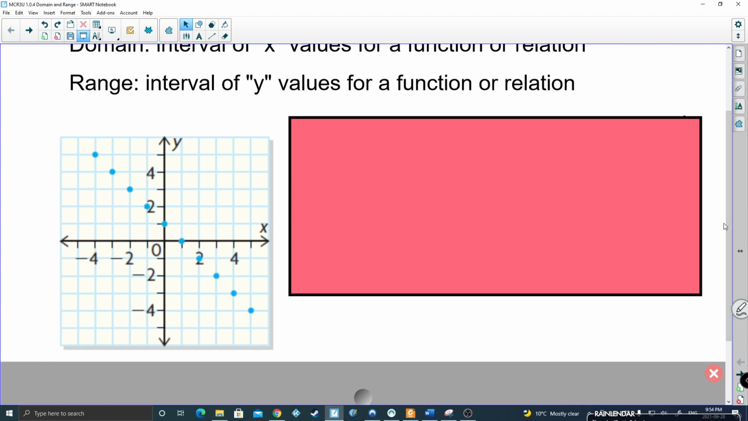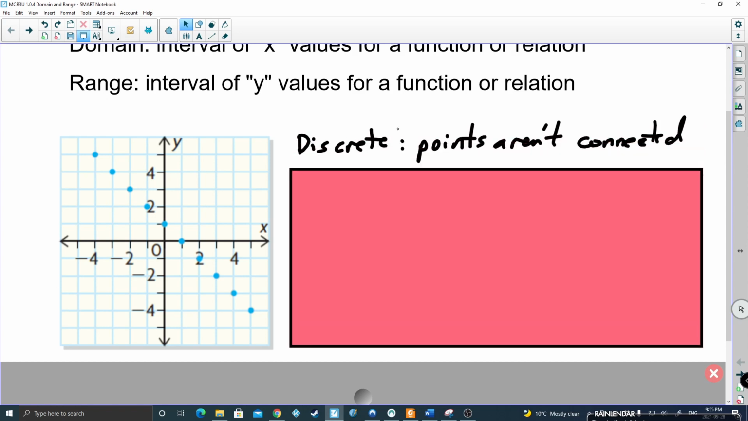And what we have here is what's called a discrete graph. Now, what is discrete data? Discrete data is data where the points aren't connected, and that could be because you're dealing with things that you count that can't have decimal values. So this is actually one of the easiest graphs to deal with, because when you're dealing with domain and range for a discrete function, all you do is list all of the possible values for x for the domain and all of the possible y values for the graph as well for the range.